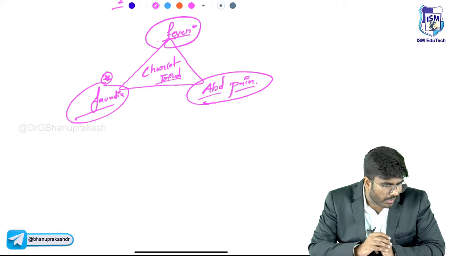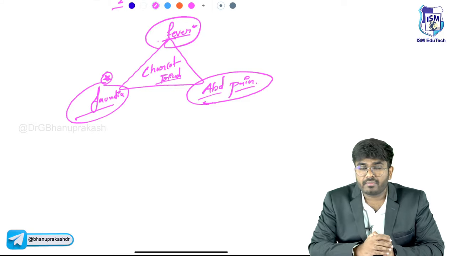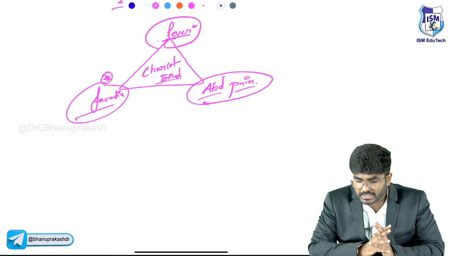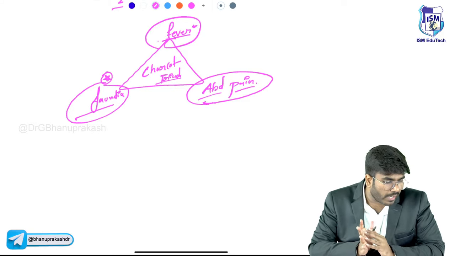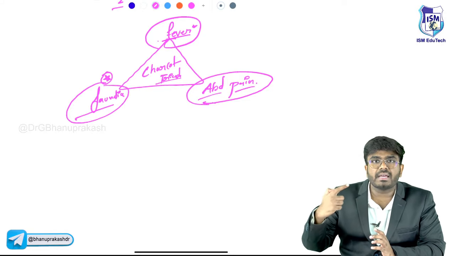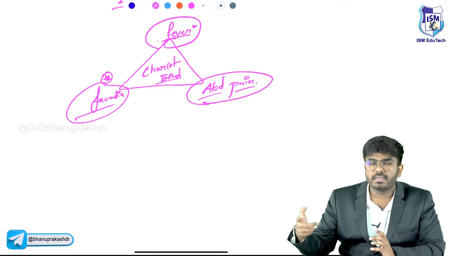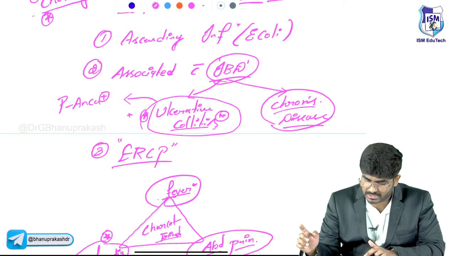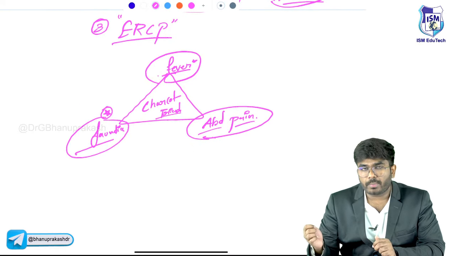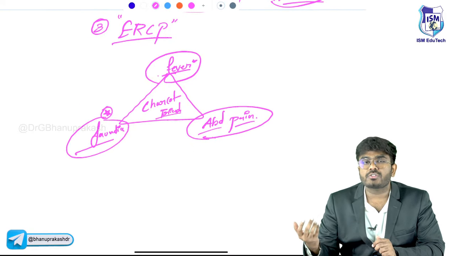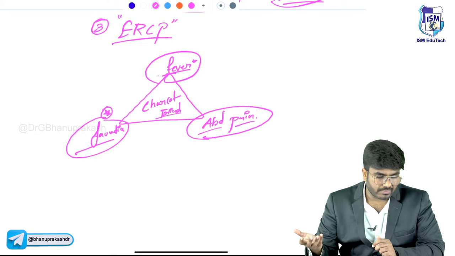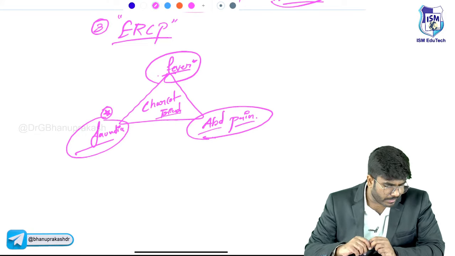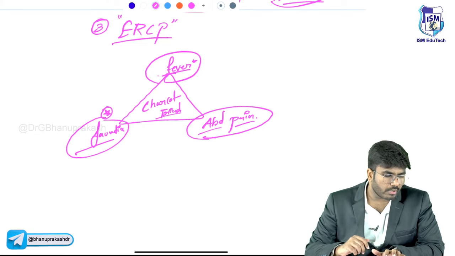These are some important points which I want you to know for cholangitis. What is the triad that is seen in cholangitis? That is called the Charcot triad, where the patient is going to have fever, jaundice, and abdominal pain. What are the three causes of cholangitis? First, ascending infection with E. coli or some other bacteria. Second, associated inflammatory bowel conditions like ulcerative colitis and Crohn's. And third, ERCP can also cause damage to the bile ducts, causing inflammation of the bile ducts. These are important points for your exam.